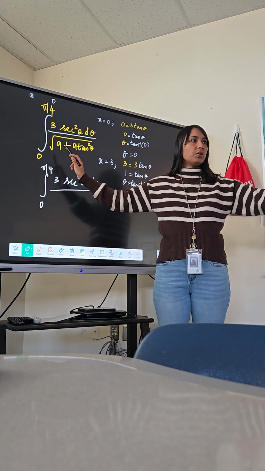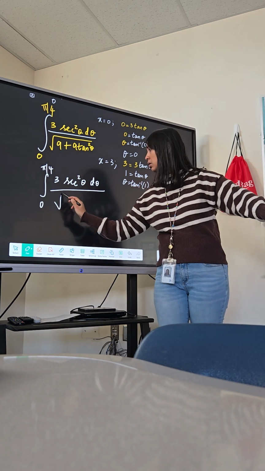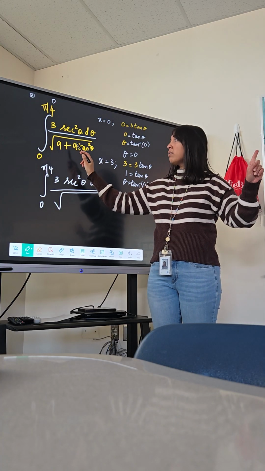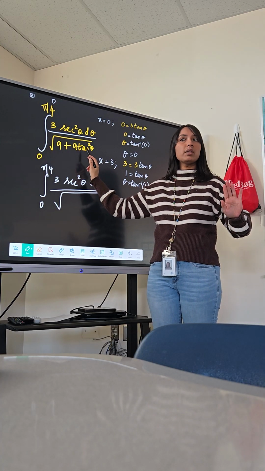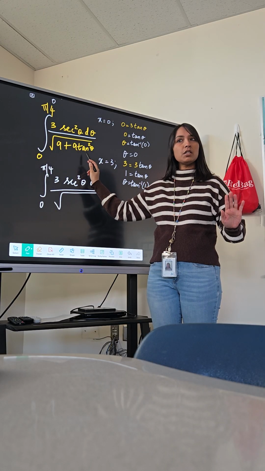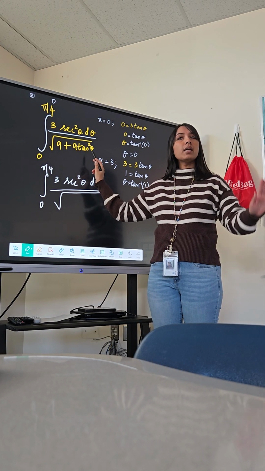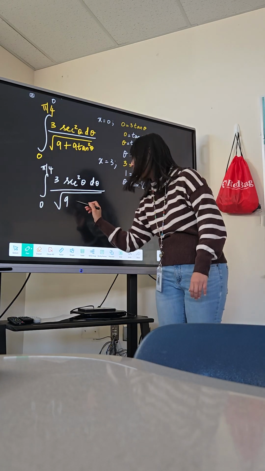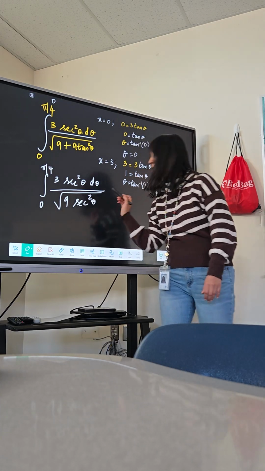Here, I factor out the 9 inside the square root. Factor out the 9, and that'll give us 1 plus tangent squared theta. What is 1 plus tangent squared theta? Secant squared theta. So inside the square root, I have 9 secant squared theta.